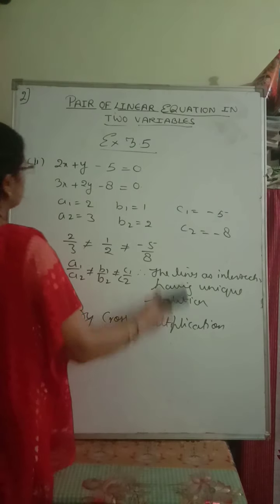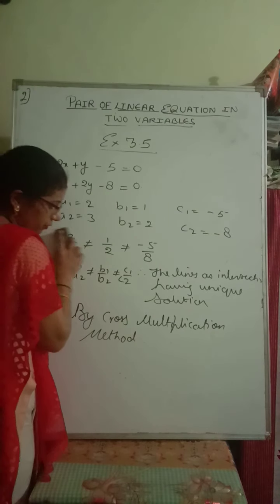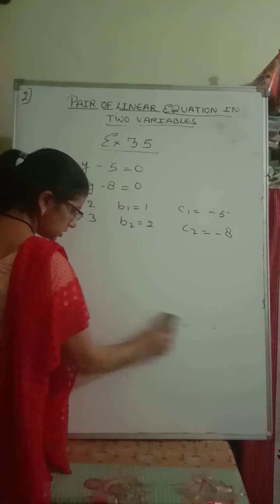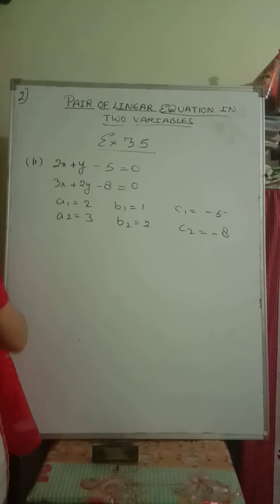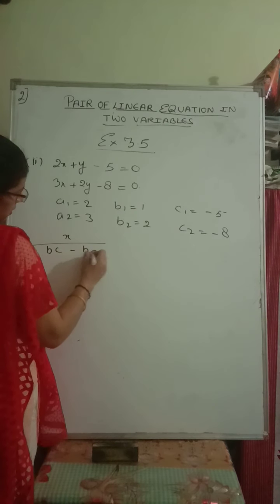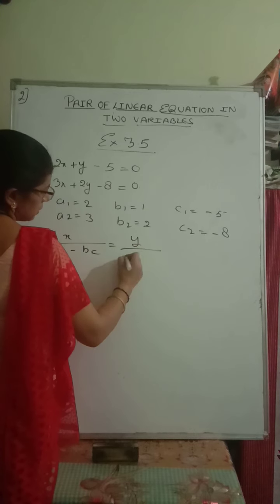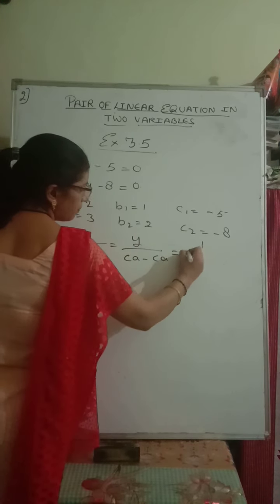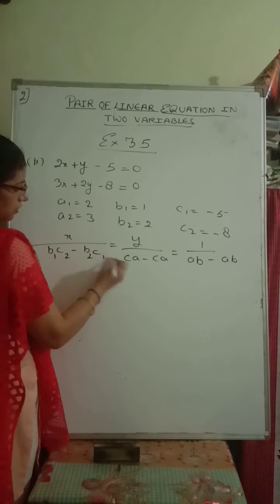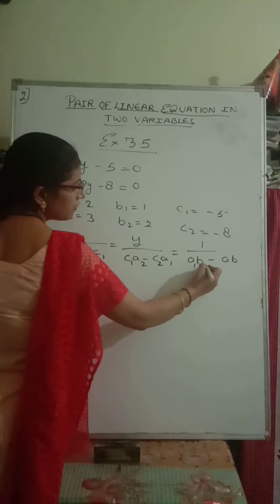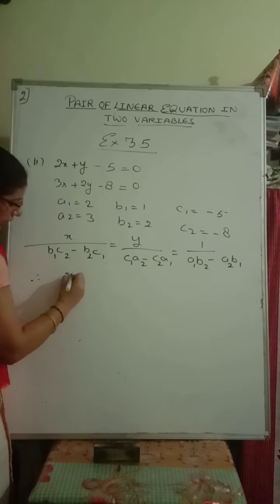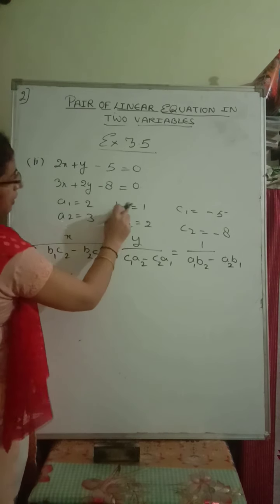So what they are saying is the cross multiplication method. From here I am erasing. After this you will continue the work. So write the formula very first. The formula is x upon B1 C2 minus B2 C1, y upon C1 A2 minus C2 A1, 1 upon A1 B2 minus A2 B1. Okay, clear? So this is x upon B1 C2 minus B2 C1.